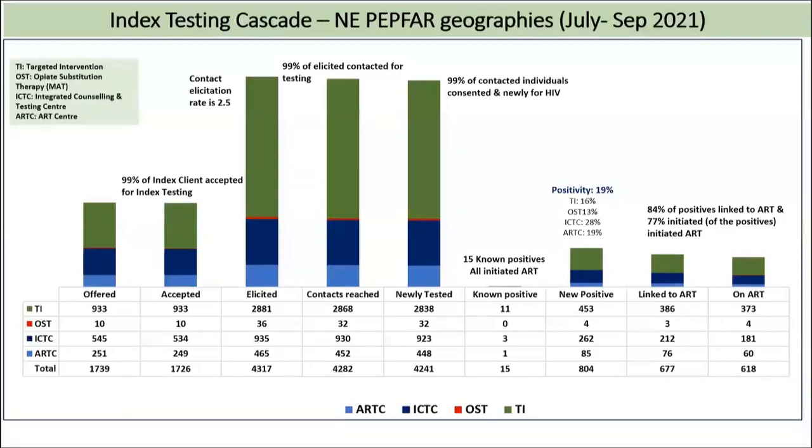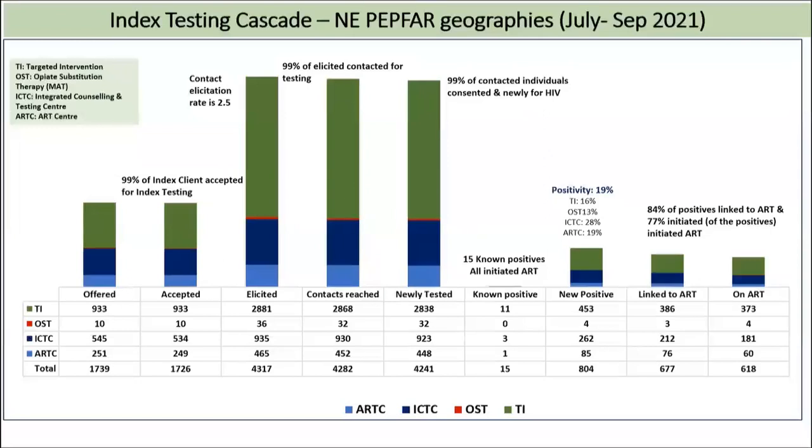In this slide, you will appreciate the 19% positivity from the new partner testing offered at different facilities in these northeast geographies during this particular 3-month period. But this 19% was equally at the ART center as well. It was not only at ICTC. ICTC was 28%, but at the ART center also we got 19% positivity, at TI 16% positivity, at OST center 13%. So the point is, index testing is not the work of only the ICTCs. It can be done at other facilities also.